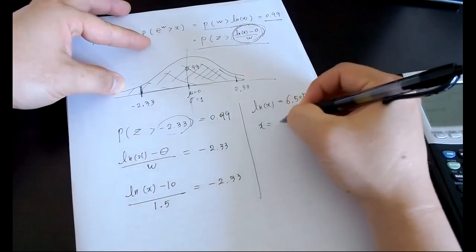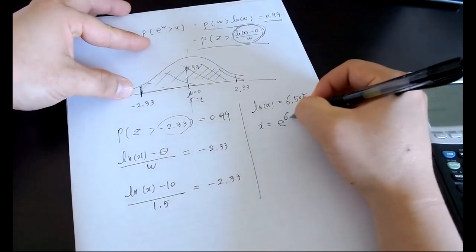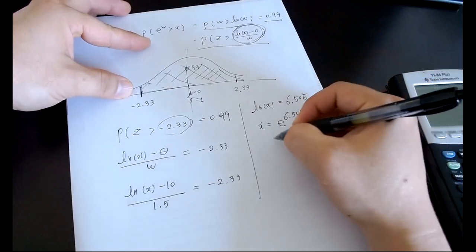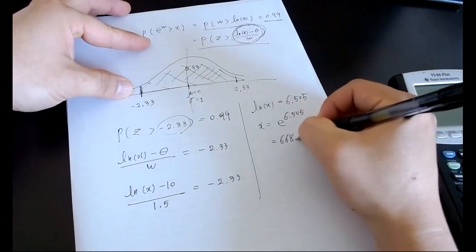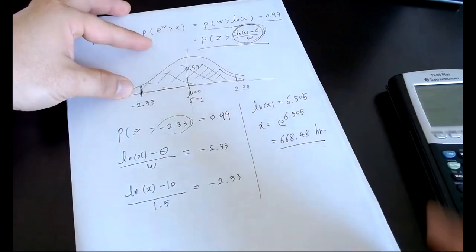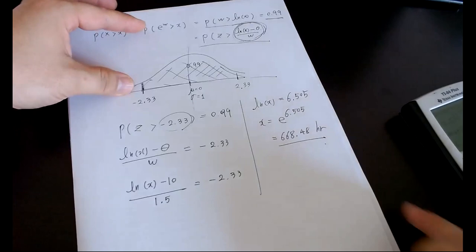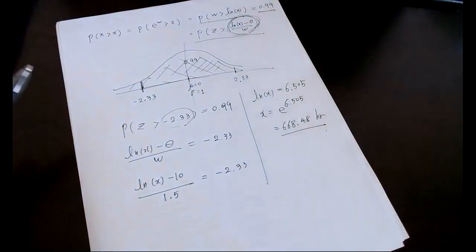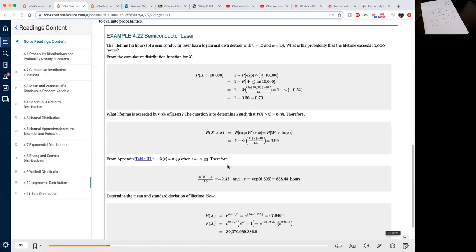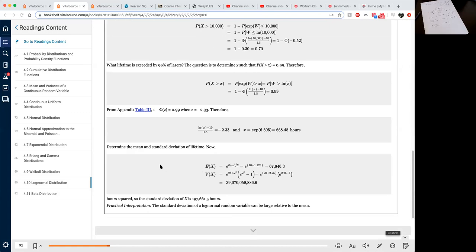And then x is going to be e to the 6.505, which is approximately 668.48 hours. The example in the question also asks you to find the mean and standard deviation of the lifetime. Just simply apply the formulas of the mean and variance, and you can find that out.